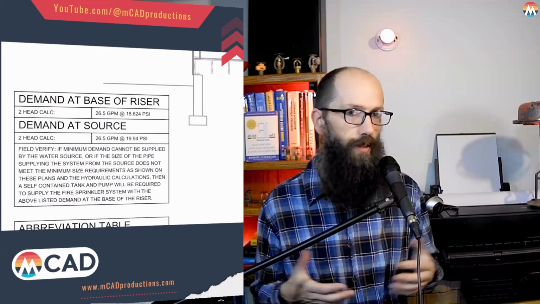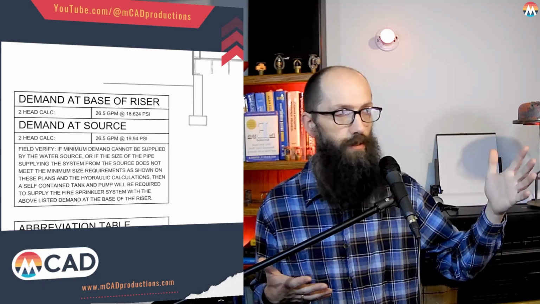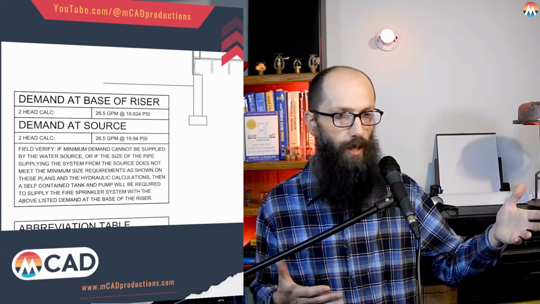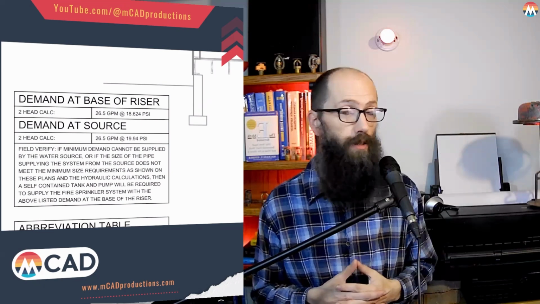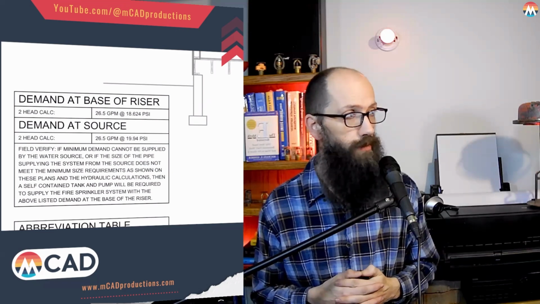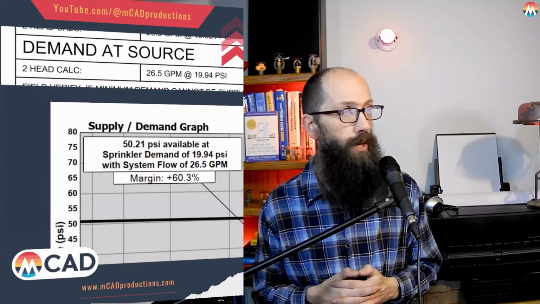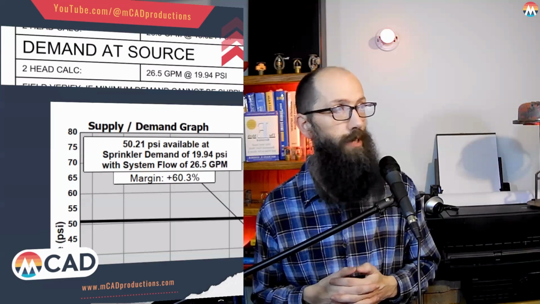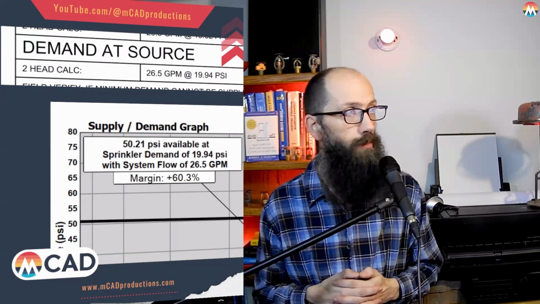And so in this one, we have a slightly altered one that just says demand at the source because the base of the riser and the source are basically the same thing at this home hydrant. But just to show you this process for getting more advanced, when we get into systems where that's more important, I'm showing them as 2 different ones. So this first one, the demand at source, is straight off of our cover page. That 19.94 and 26.5 GPM you can see is directly what translates onto our drawing. It's the exact same numbers.